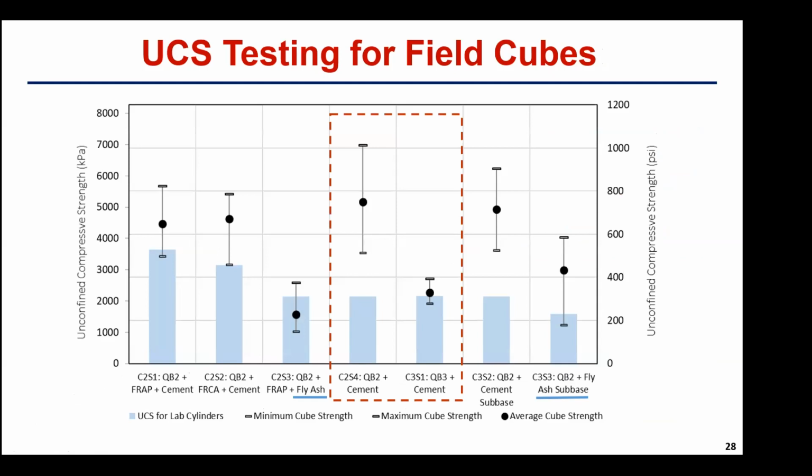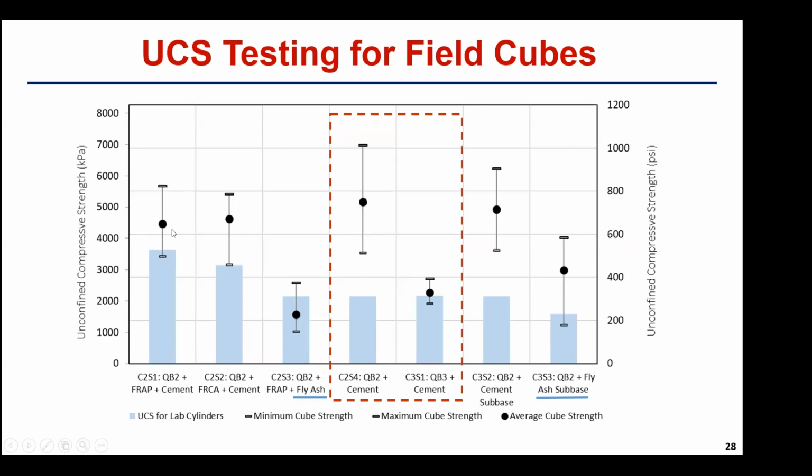One more thing here is showing some cube test results from the field samples. So these lines here show the minimum, maximum, and then the dot is the average results from just extracting cubes from the field samples and testing them for freeze-thaw durability. And what you see here, for example, what I have highlighted here in red, is a comparison between one test section that had QB2 with cement and the other that has QB3 with cement. So you would see here that QB2 was much higher strength in the field than QB3.